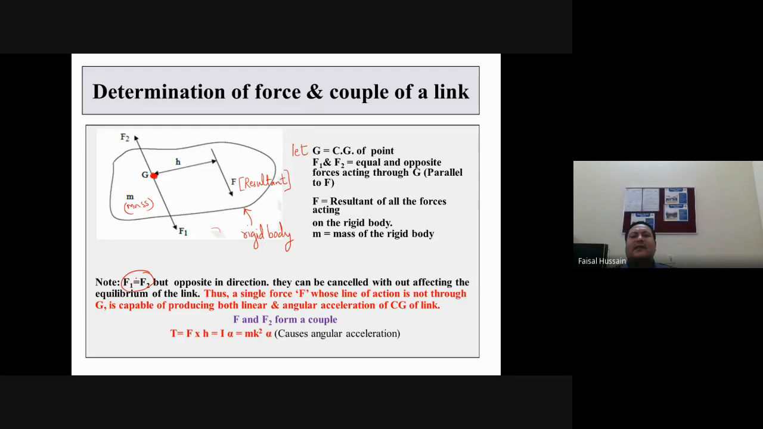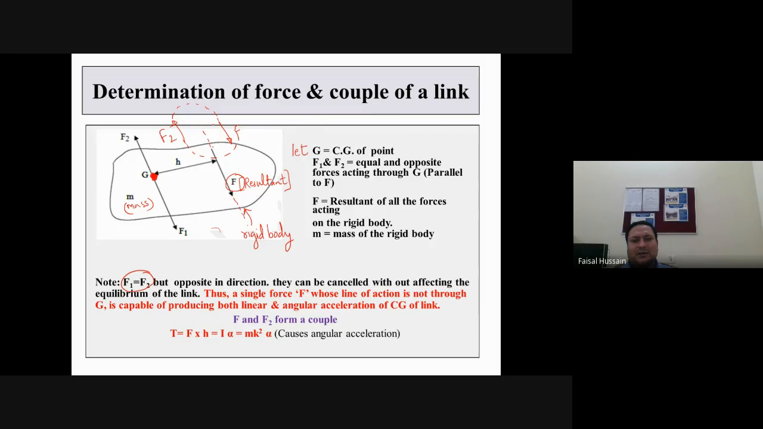Thus, a single resultant force which is represented by F and whose line of action is not passing through the centroid G. So this resultant force, the line of action is like this. This is the line of action of this resultant force. It is not passing from the CG. So this resultant force F is very much capable of producing linear and angular acceleration of CG of the link. And also this F and F2 forces, this is your F and this is your F2. This F and F2 will form a couple.